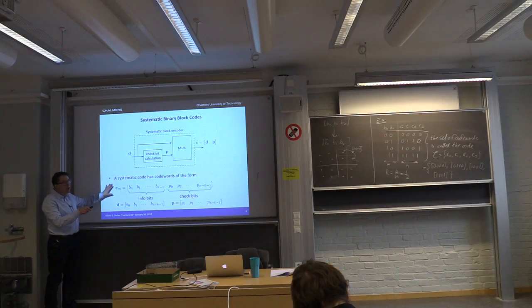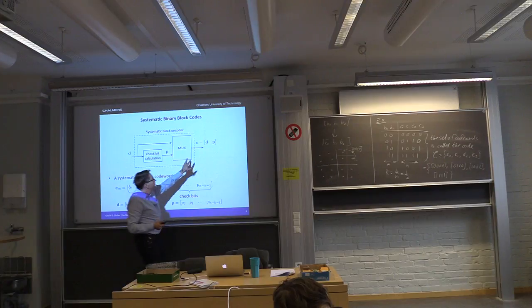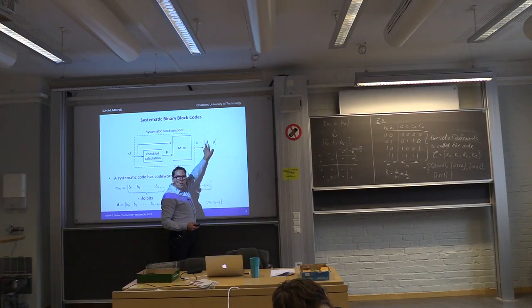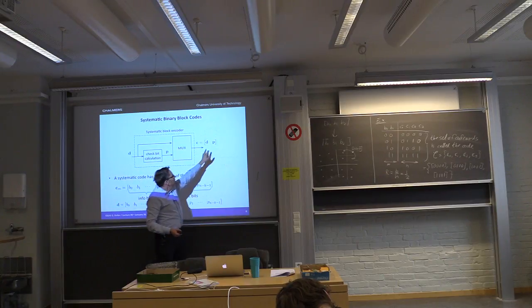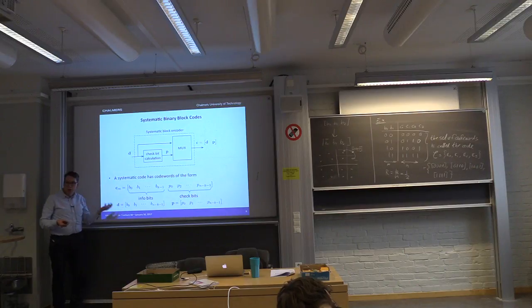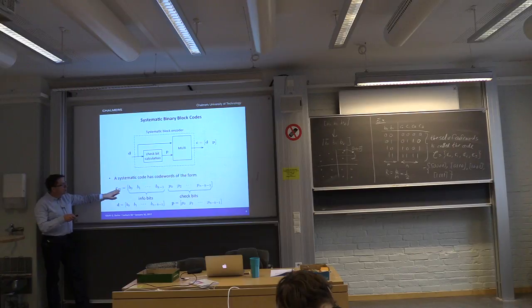Now the code word has a specific structure: the first k bits are equal to the input bits. So we just copy the first k bits into the code word, and then there is an appended number of bits, which are called parity bits or check bits, in the P vector here. So systematic code words are of the following form: first the information bits, and then the check bits.